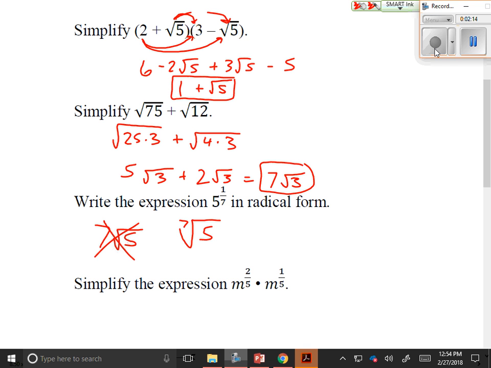The next one, since we have like bases as multiplication, we're going to end up adding the exponents. So we have m to the 2/5 plus 1/5, already have a common denominator, it's 3/5. That's all you have to do. Okay? Don't write it as m, and I didn't write it very well, like this. Make sure it's smaller, it's raised up as an exponent type answer.